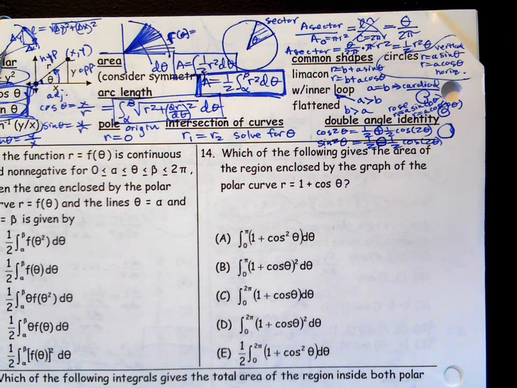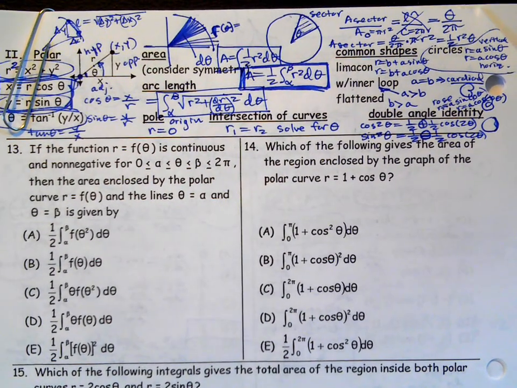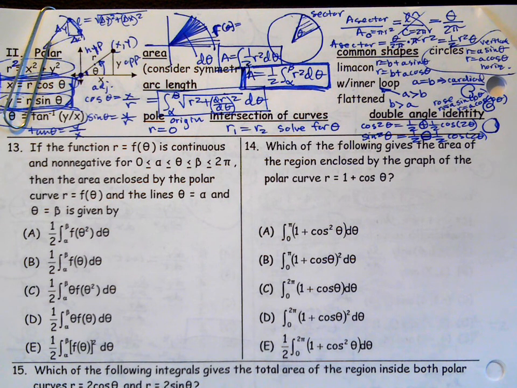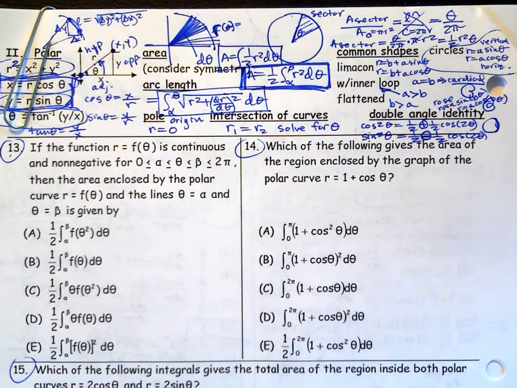Okay, so that's a lot of information crammed up there about polar. So why don't you guys try 13, 14, and 15? Pause the video, and after you try 13, 14, 15, we'll come back and I'll try them. And then you can check your answers and fix them.